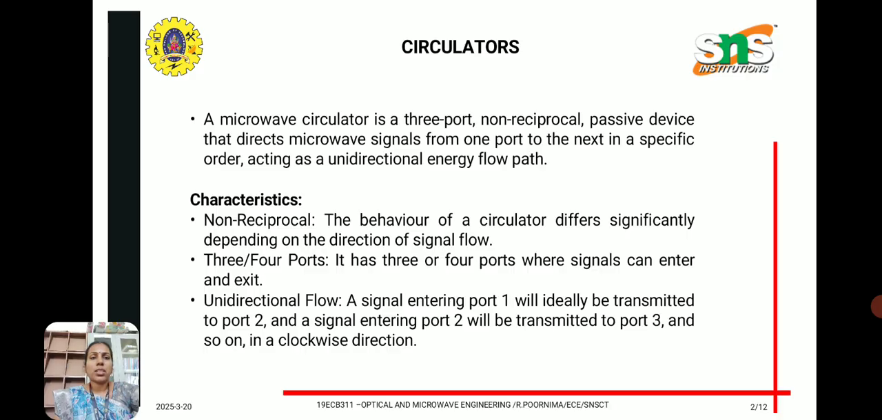The characteristics of circulators are, first, non-reciprocal. Here it means the transmission characteristics are not the same in both directions. The behavior of the circulator differs significantly depending on the direction of signal flow. It consists of 3 or 4 ports where the signals can enter and exit, and also unidirectional flow.